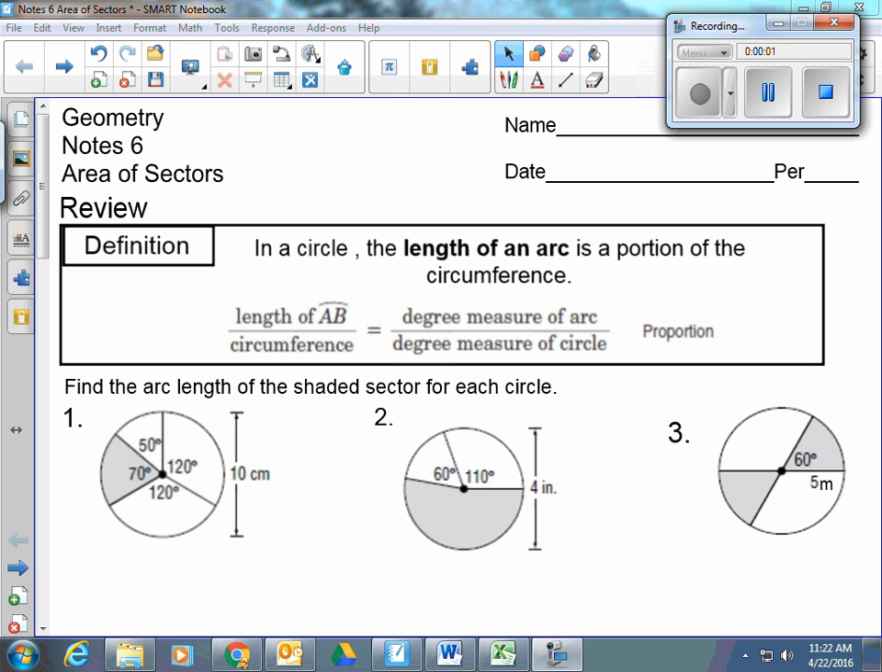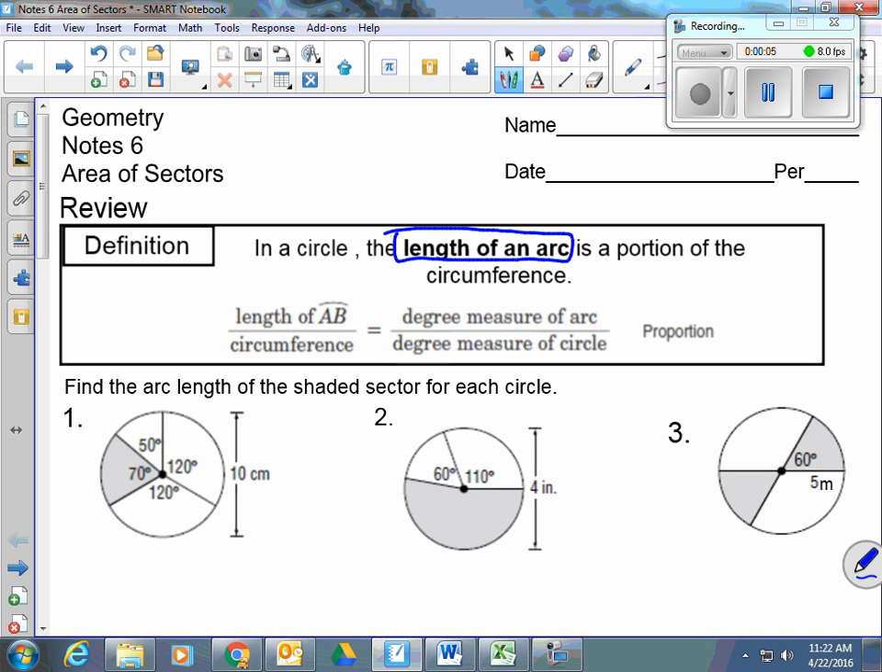About circles, and we've done this one before. We're talking about the length of an arc. So we had a formula that we used to find the length of the arc. How many degrees are in a circle? 360. And then it's asking for the measure of the arc. And then what's the circumference formula?